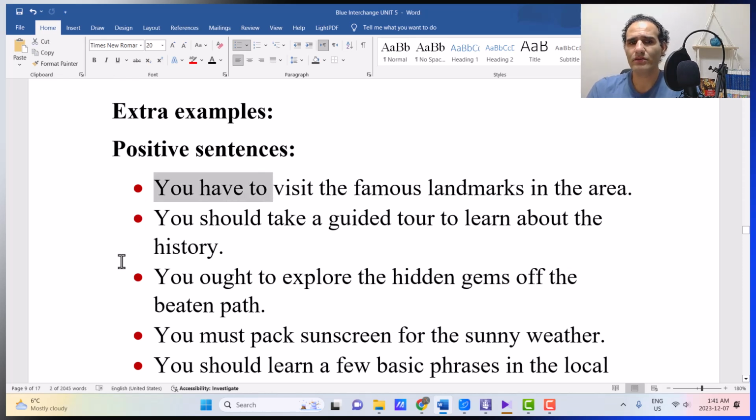You have to visit the famous landmarks in the area. You have to, you must. It's a strong suggestion. It's not that it means without that something bad would happen. This is very, very strong advice or suggestion or recommendation.